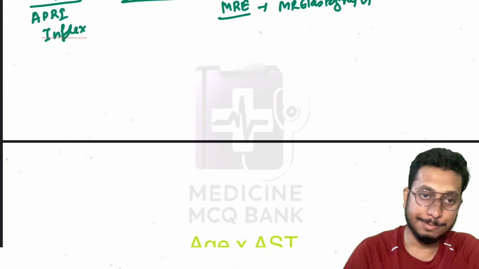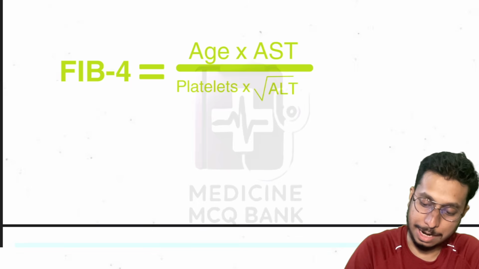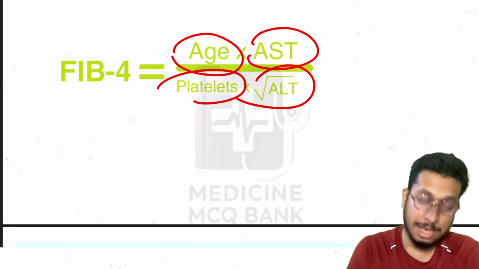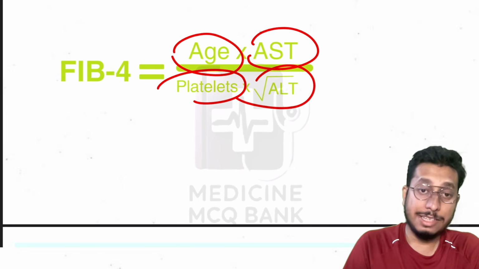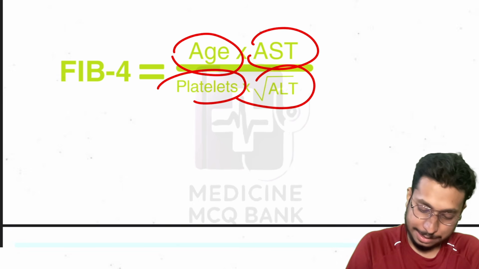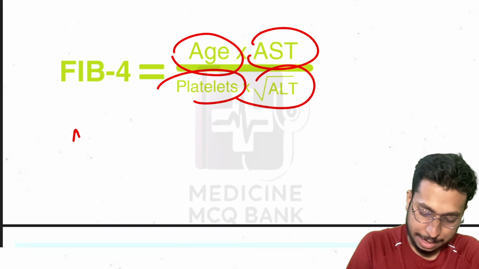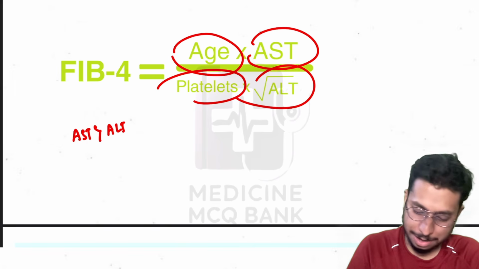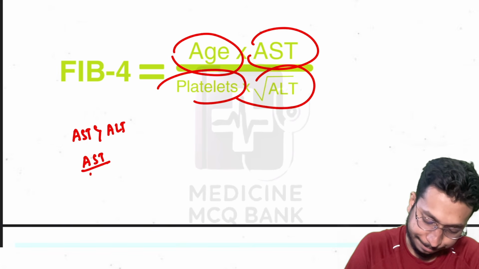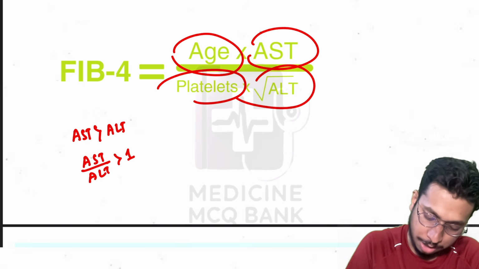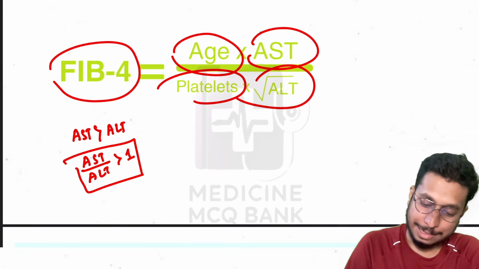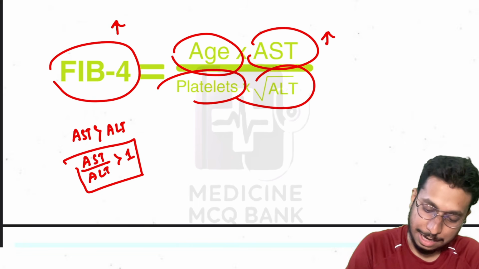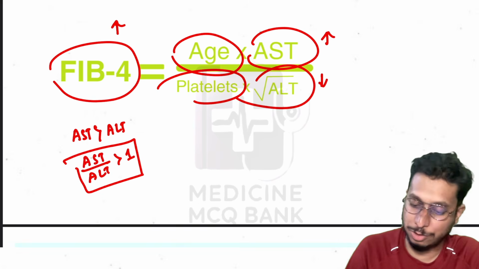If you look into this FIB-4 scoring, what are the parameters in it? The parameters used are age, AST, platelet, and ALT. You see, in steatohepatitis or MAFLD or fatty liver disease, there is a high chance when AST is more than ALT, or you can write the AST/ALT ratio is more than 1. So you can see in this FIB-4 index, the risk increases with increase in AST, and with decrease in ALT, or the ratio gets more than 1. It is the same thing only.